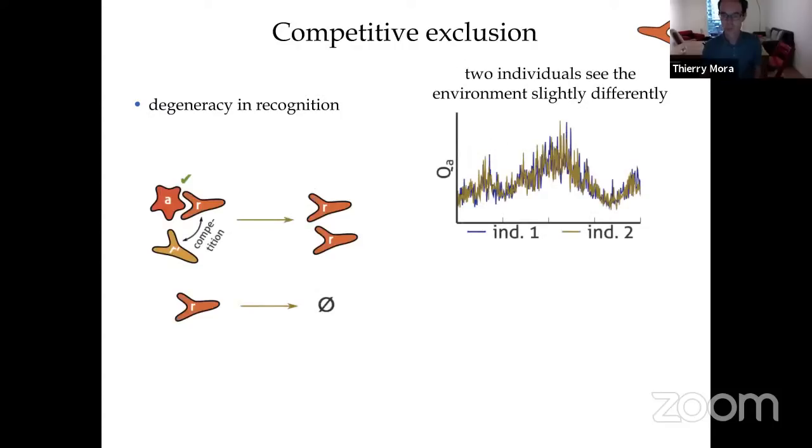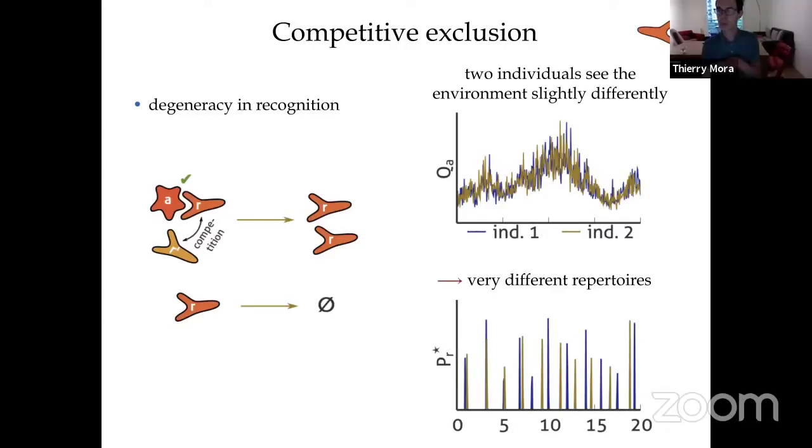To answer the question, you can do it within the model, but you need to add one more piece of data, one more observation, which is that we know there's degeneracy in recognition, meaning that the same pathogen can actually be recognized by many different receptors. And because of this degeneracy, one can show, and this was known already in ecology under the name of competitive exclusion, that if two individuals see almost the exact same pathogenic environment, they will end up having optimal repertoires that are completely different, right? And so therefore they should not share any sequences at all.